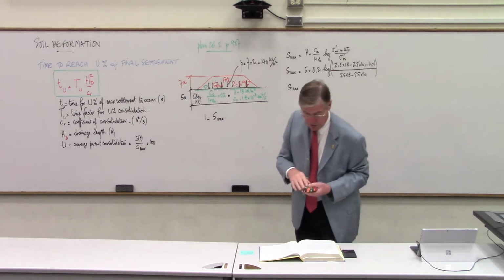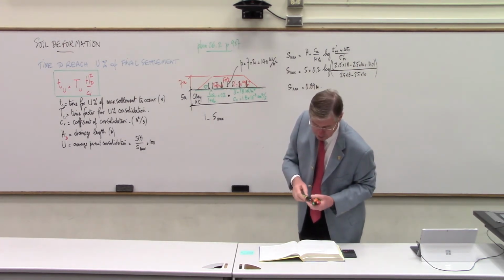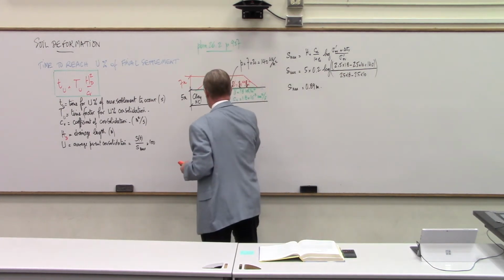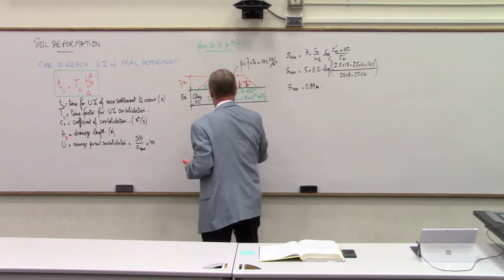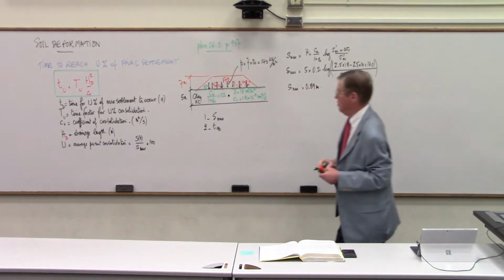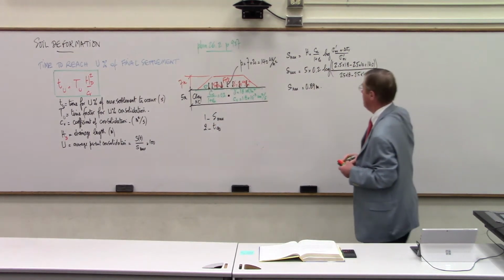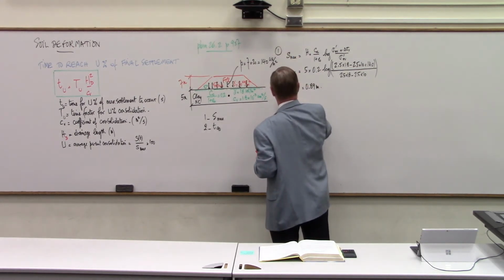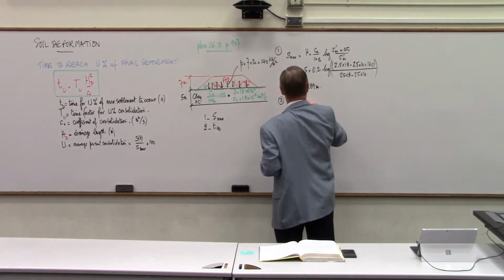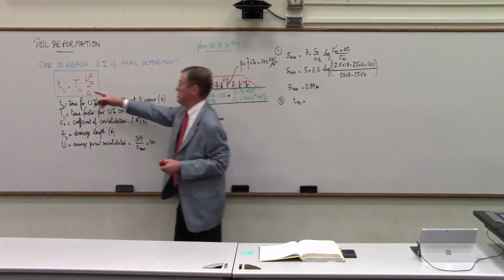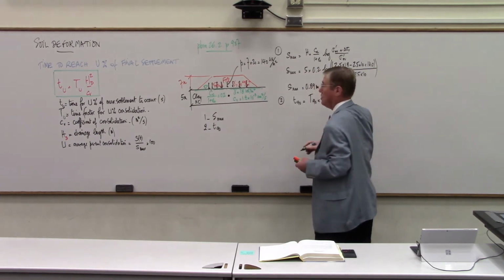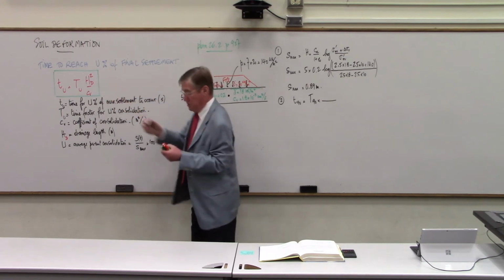eventually. Second question, how much time is required for 90% of the settlement to occur? So question 2, time to 90% of the settlement to occur. All right? So that was 1. T90. Well, we go to the equation right here. Capital T90 times, what is the drainage length?